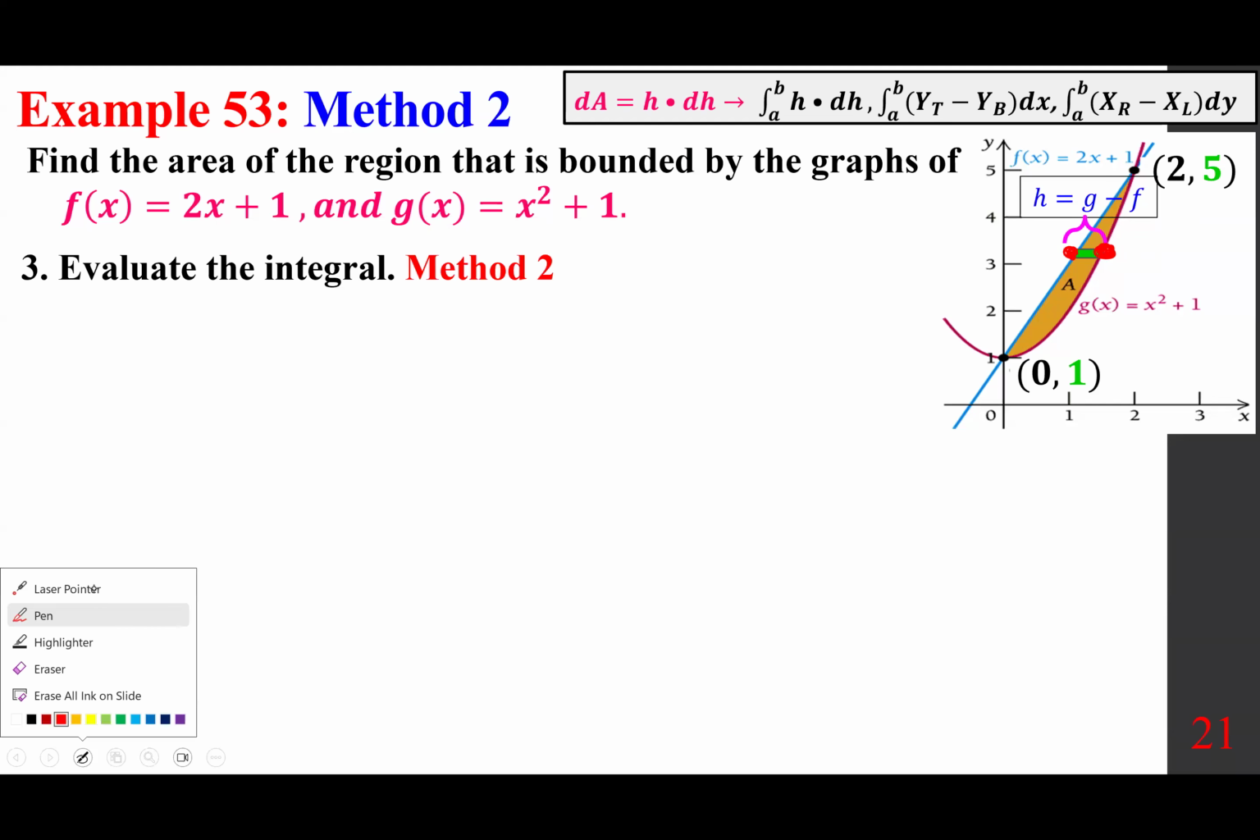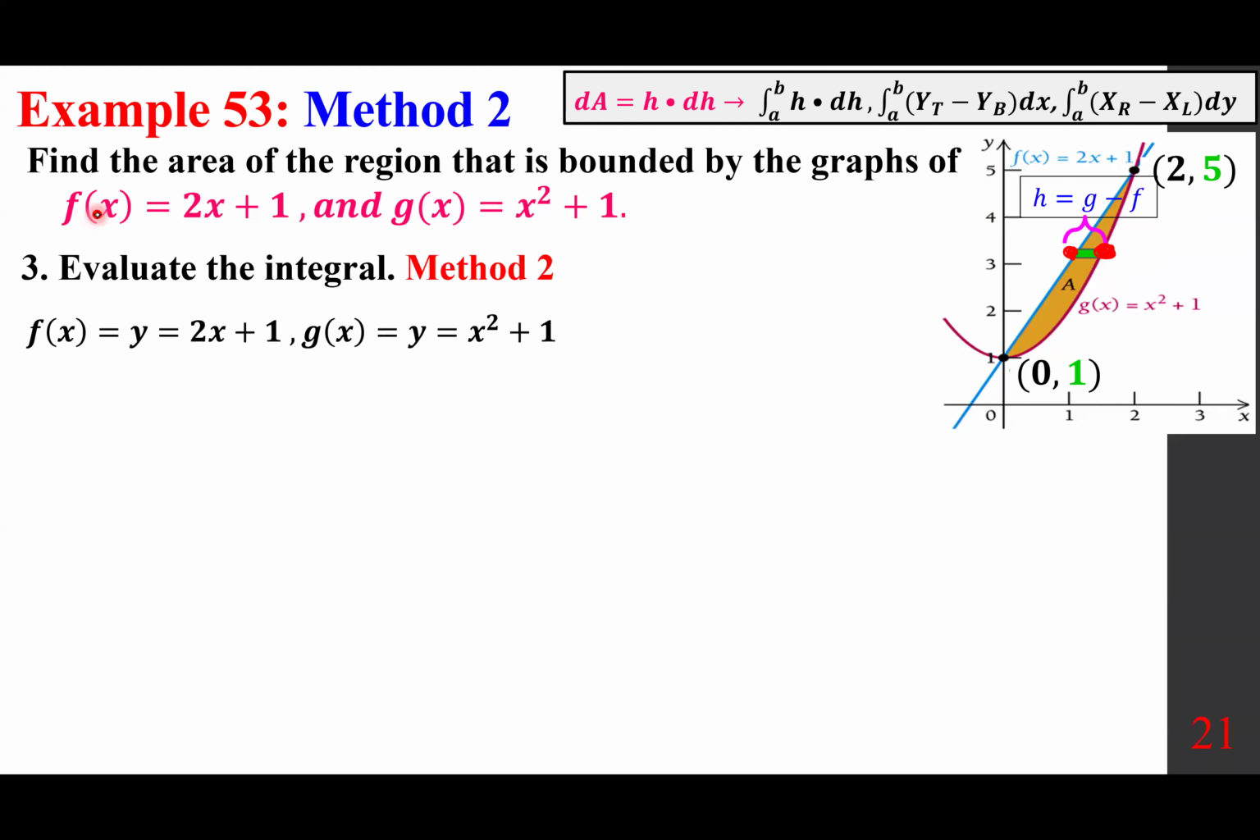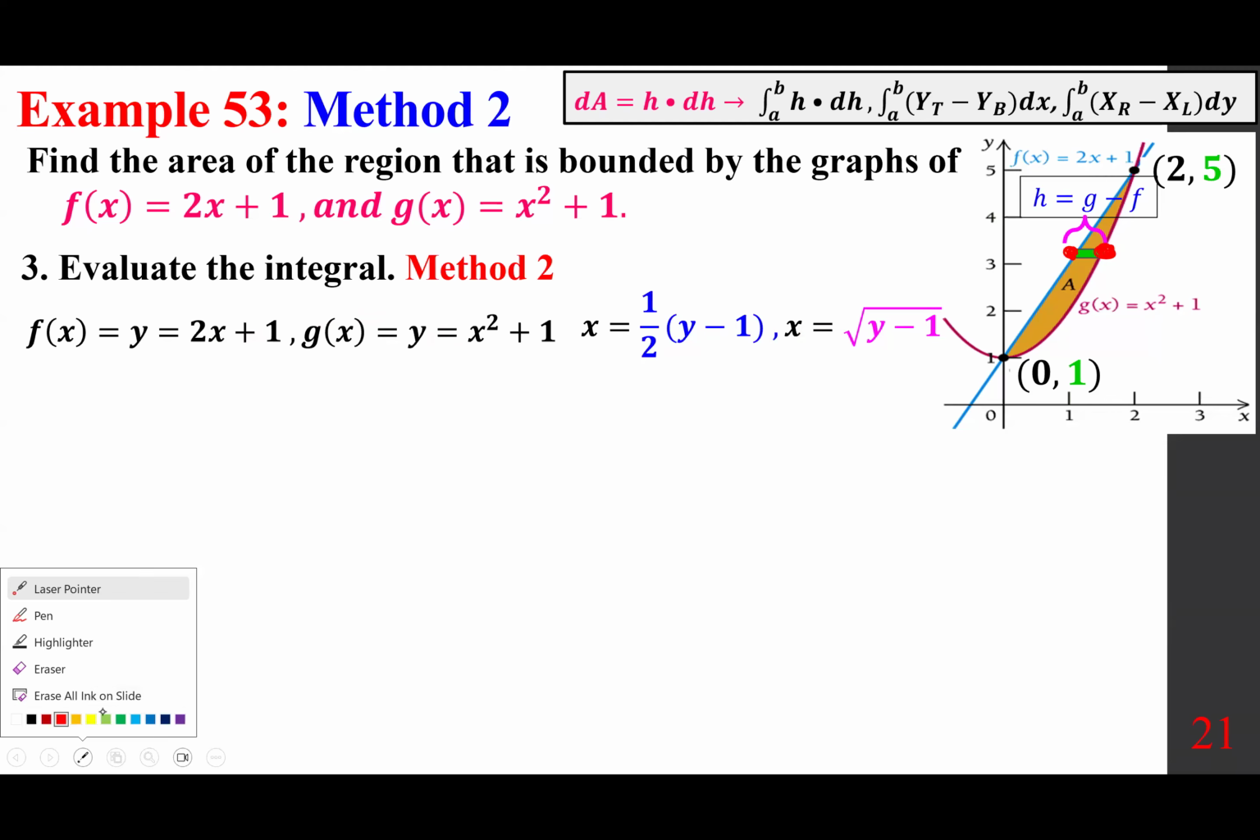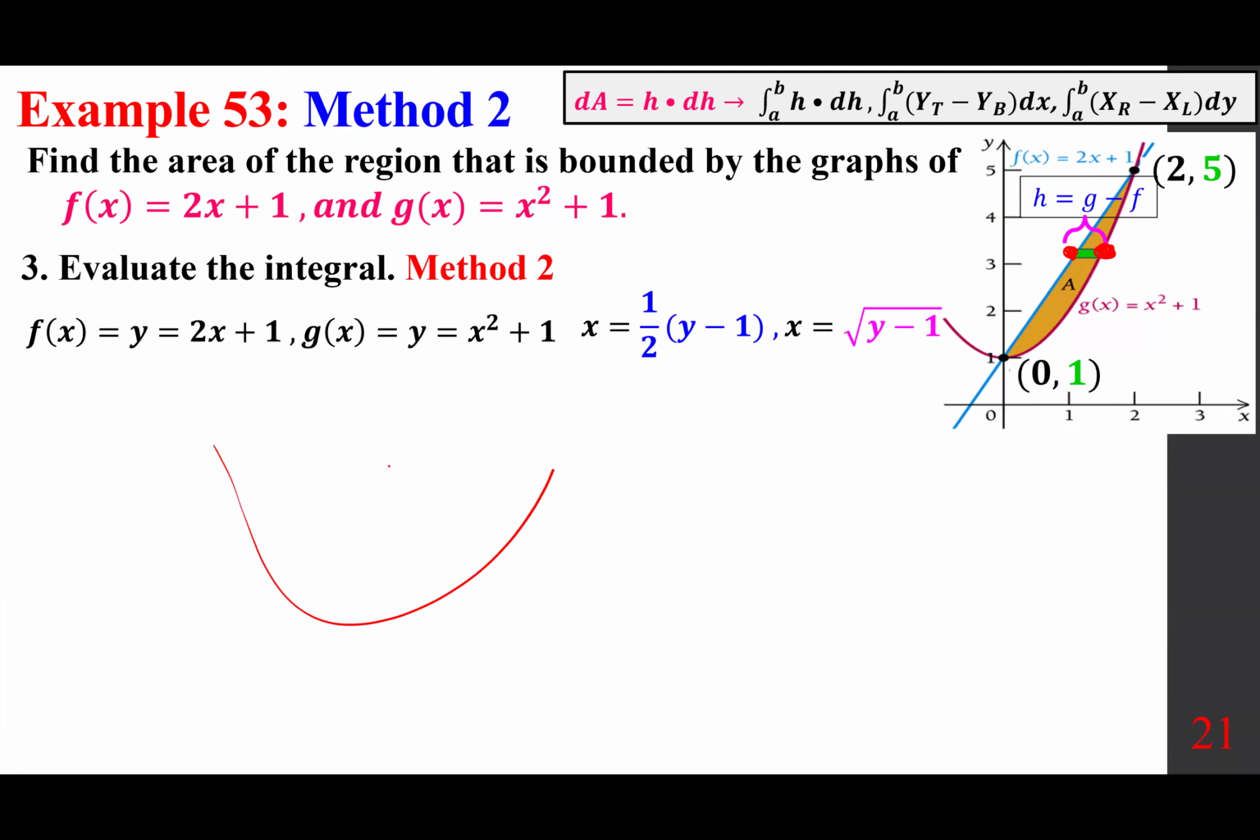So this one is y, we're going to solve for x. This one is y, we're going to solve for x. Please understand, this one is easy, right? Move the 1 and divide by 2. This one, there are two answers. When you have a parabola, everybody, this side is positive, this side is negative. So there are two answers, but we use the positive one because this side is the positive side, okay?